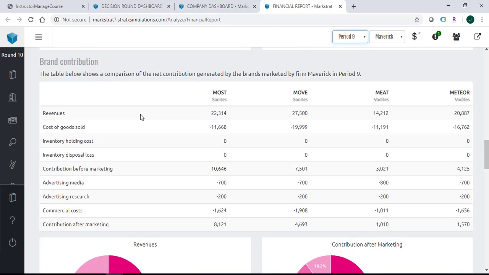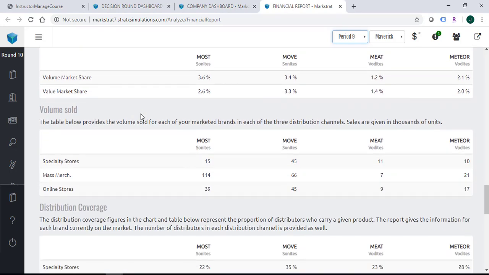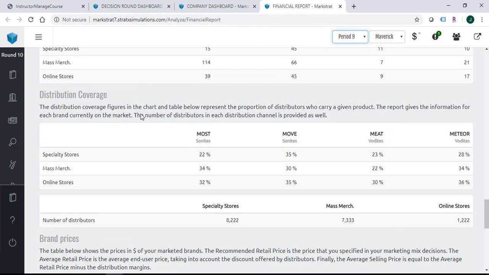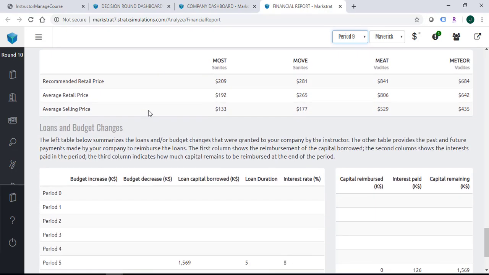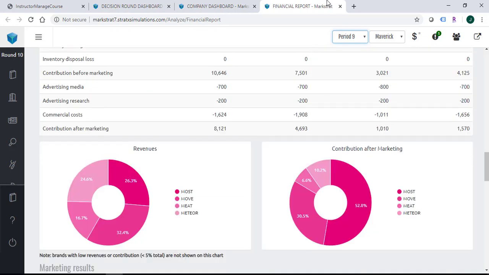Also brand contribution is accumulated brand contribution as well. So the rest of the information is similar to period 1. The only difference you may see for this company from period 1 to 10 is that at a different period they have loaned money, and the loan duration is 5 years and interest rate is 8%. They also reimburse the capital and interest paid, so the capital remaining. So this is for the financial report.